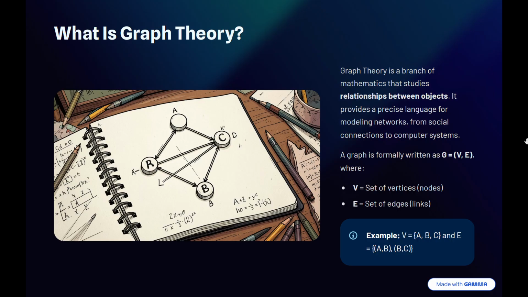For example, consider V = {A, B, C}, these are the vertices, and E = {(A, B), (B, C)}. A to B is a single edge, and B to C is again an edge.